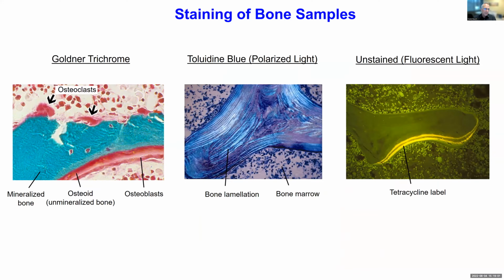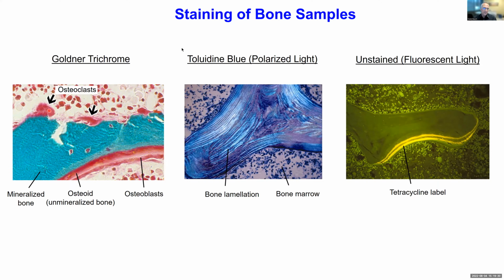We do 3 different types of staining for samples. That's like the standard procedure. One staining called golden trichrome. In that, mineralized bone is green or bluish. Then the osteoid, unmineralized bone, is red or orange, and you can see also the cells, osteoblast and osteoclast here.